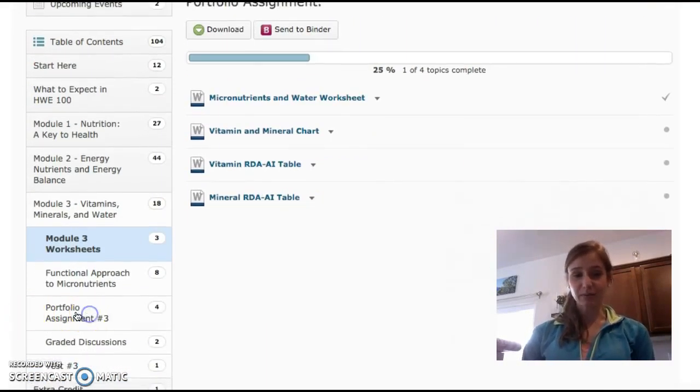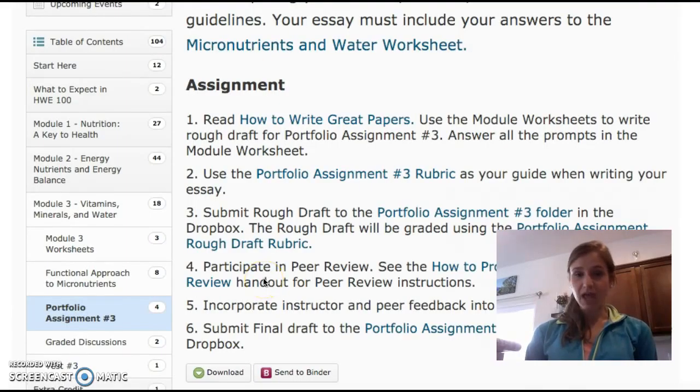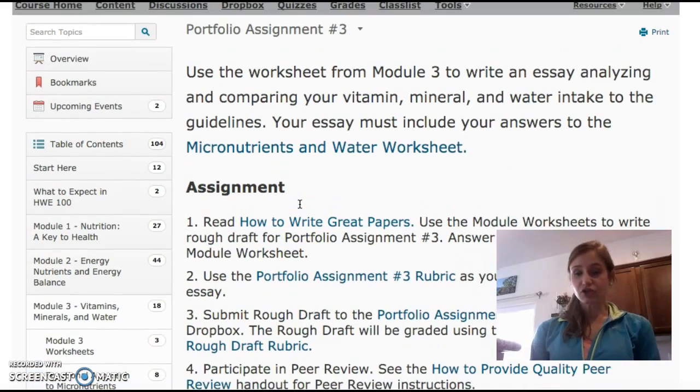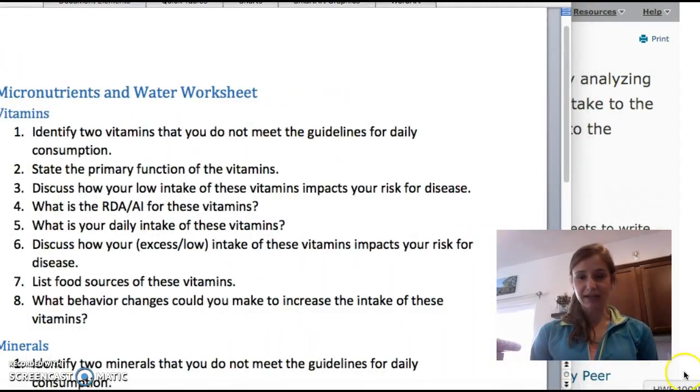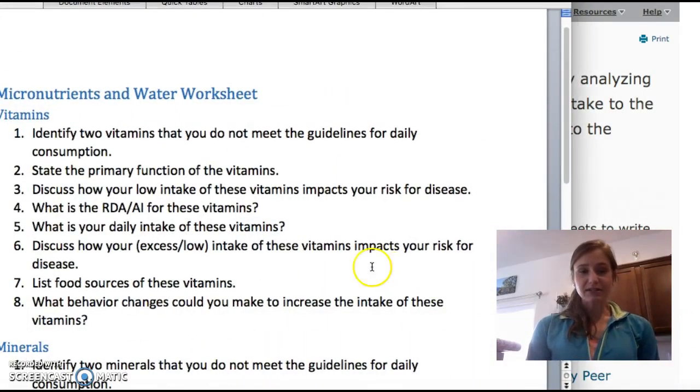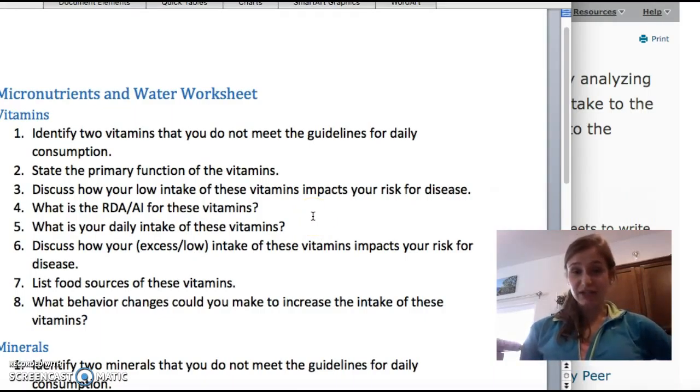Where you'll find the instructions for portfolio assignment number 3 will be in module 3. Come down here to portfolio assignment number 3. And essentially the instructions are listed under the module 3 worksheets. It's that micronutrients and water worksheet, which I'm going to pull up right here. And as you can see, what you're going to be doing is looking at, like I said, vitamins and minerals that you may not meet your needs for.